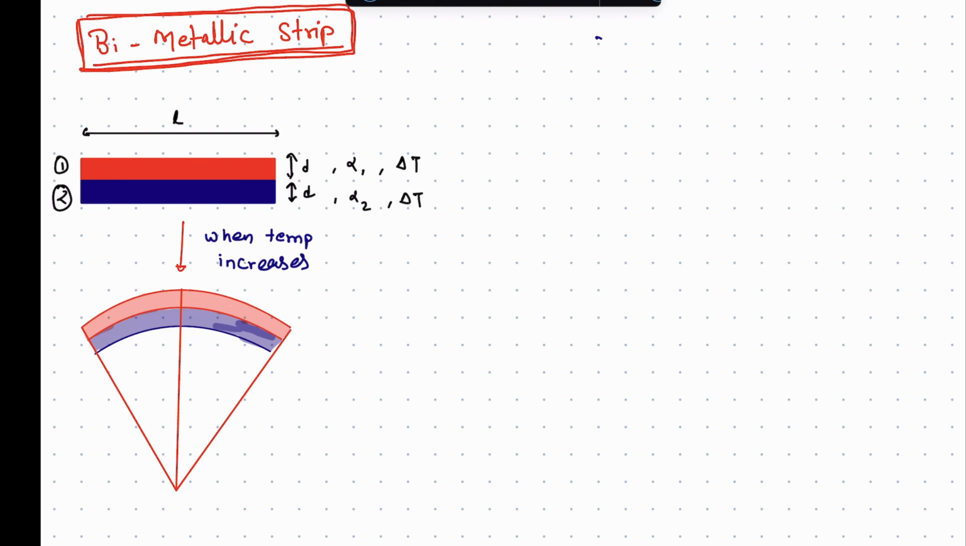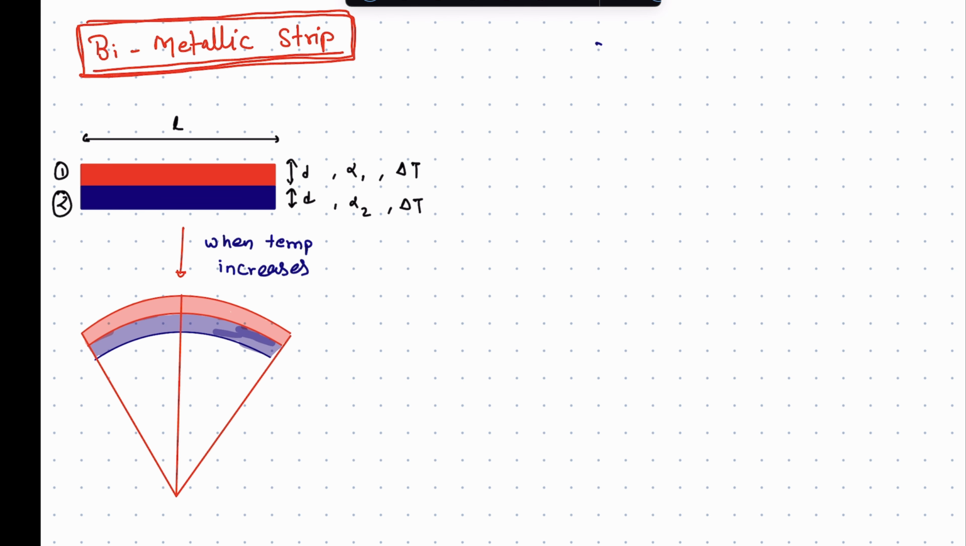So in today's lecture, we are going to talk about the bimetallic strip. Here we have two rods of different materials. They have been attached to each other like this, each of length L, and each rod has a thickness of D, and they are joined here. They have different coefficients of expansion, alpha 1 and alpha 2.